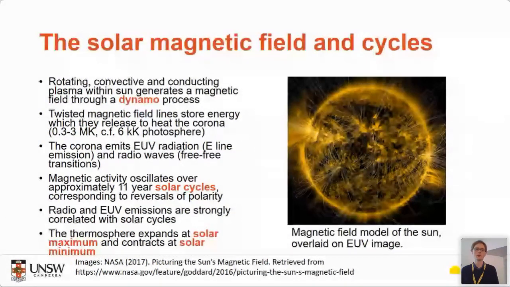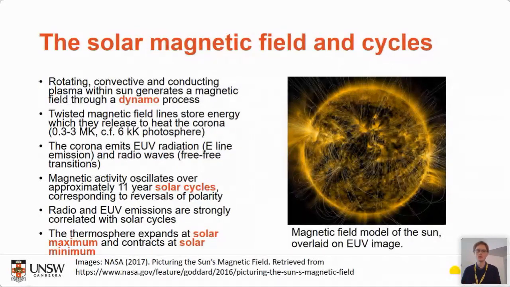Twisted magnetic field lines store up energy, which can then be released in the corona, heating it to extreme temperatures much higher than the underlying photosphere. This causes the corona to emit EUV radiation due to line emissions in the atoms there.